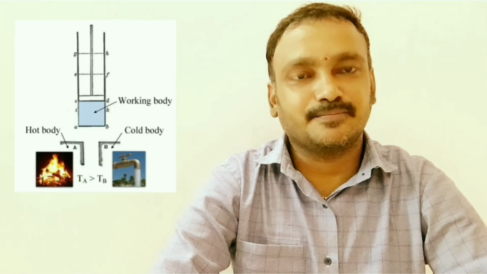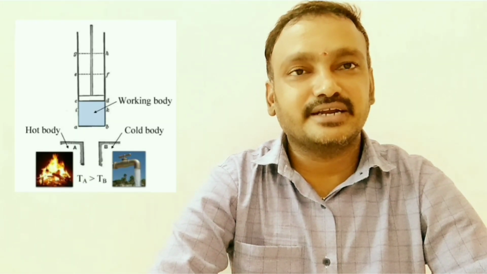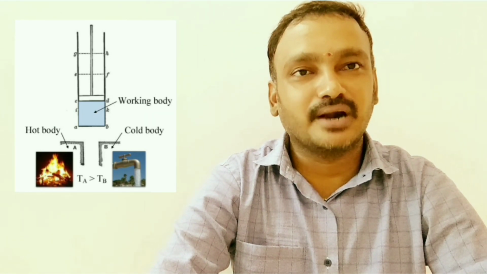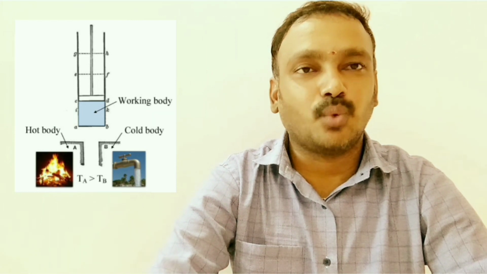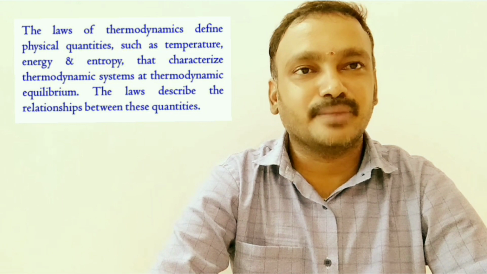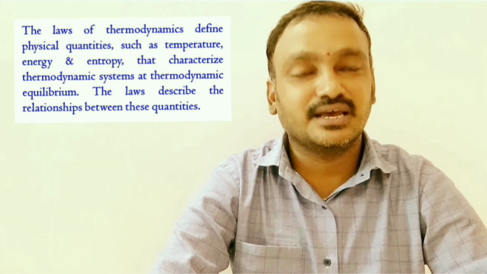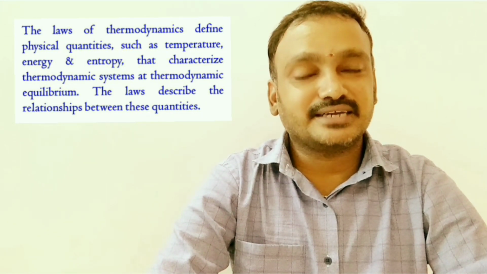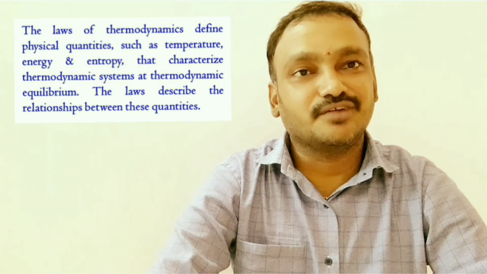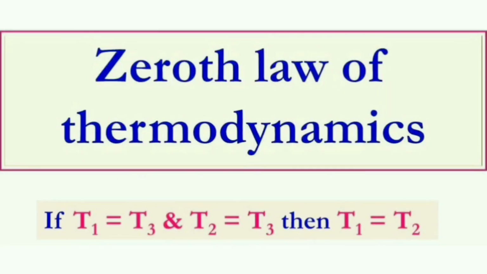Before going to the laws of thermodynamics, we need to understand a Carnot cycle. A Carnot heat engine contains three bodies: hot body, working body, cold body, that is heat, work, temperature. The behavior of these quantities is governed by the laws of thermodynamics, that characterize a thermodynamic system at thermodynamic equilibrium. Next, we discuss the laws one by one.